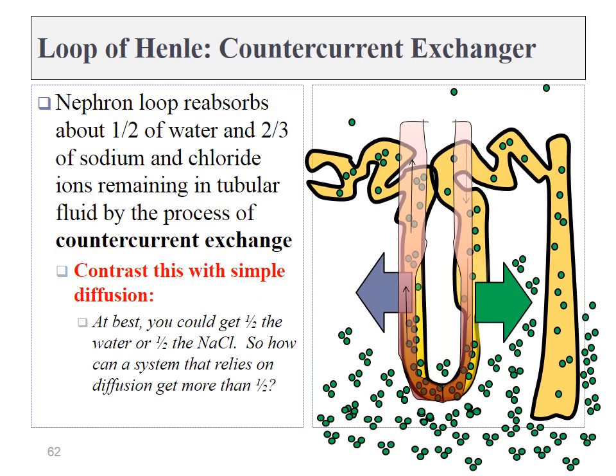The countercurrent exchange mechanism allows us to reabsorb about half of the water from the filtrate, as well as 2/3 of the sodium and chloride and some other electrolytes. If we simply relied on diffusion, allowing the filtrate and the extracellular fluid to reach equilibrium, I could either get half of the water or half of the sodium chloride, not half of the water and more than half of the sodium chloride.